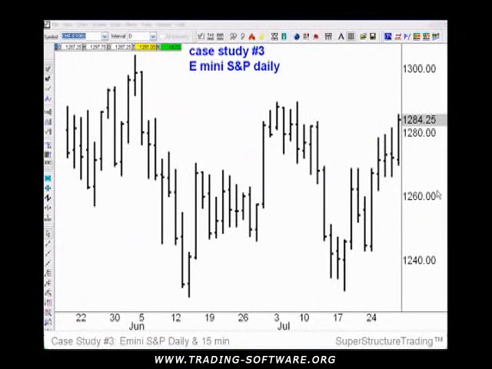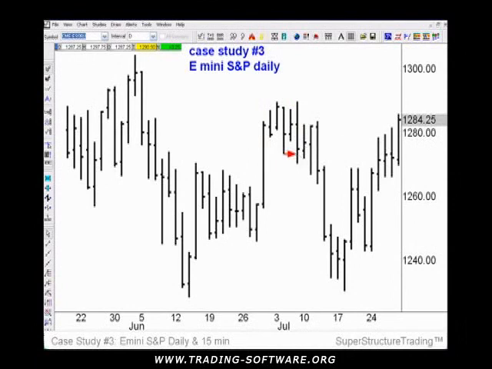Case study number 3, E-mini S&P daily. Here you see a double top. The second high is slightly higher than the first. And there's the confirmation point in between. Next, we check the time range of this double top right here.